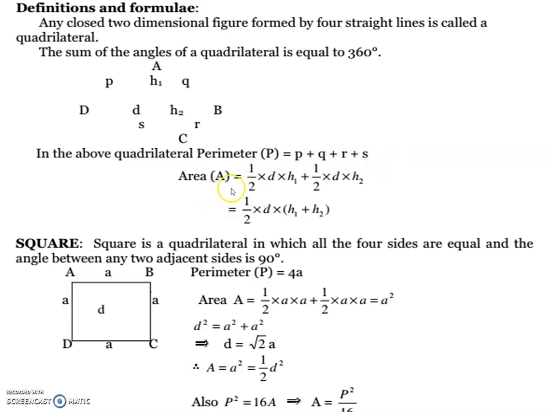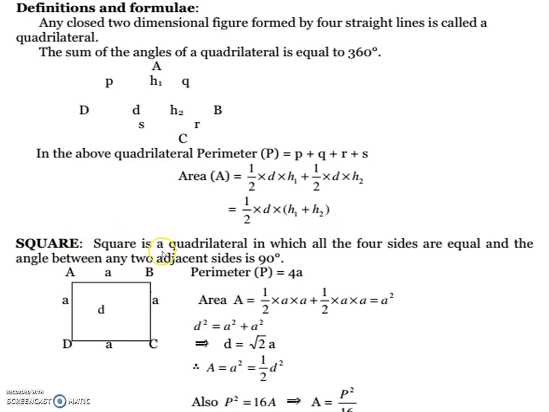The area of quadrilateral is 1 upon 2 into D. What is meant by D? That is base into height plus 1 upon 2 base into height, where we represent the heights as h1 and h2. So the area is 1 upon 2 into D into (h1 plus h2).